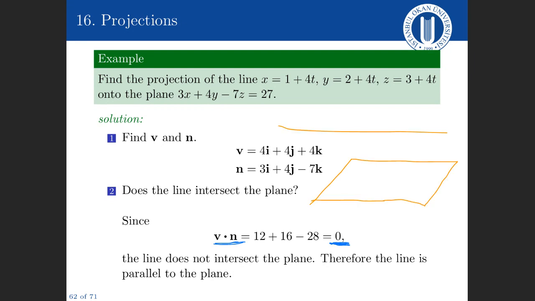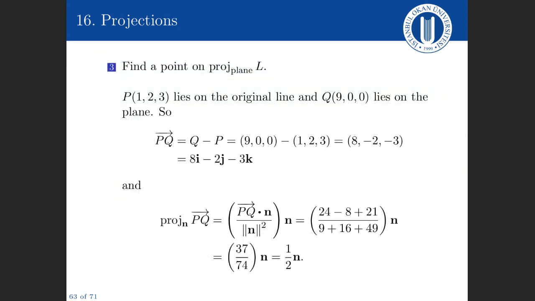So now we know our picture looks like this. We're going to project a parallel line down onto a plane, and we're going to find this point. We know that the vector which is parallel to the line we start with will also be parallel to its projection. All we need to do is to find some point on the projection. So find a point on the projection of the line onto the plane.